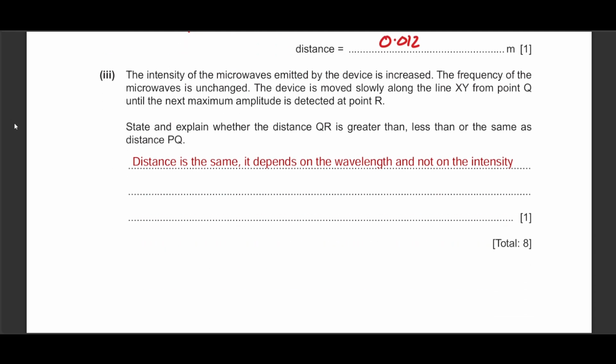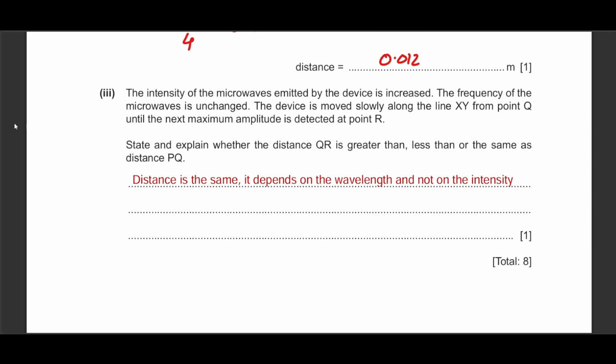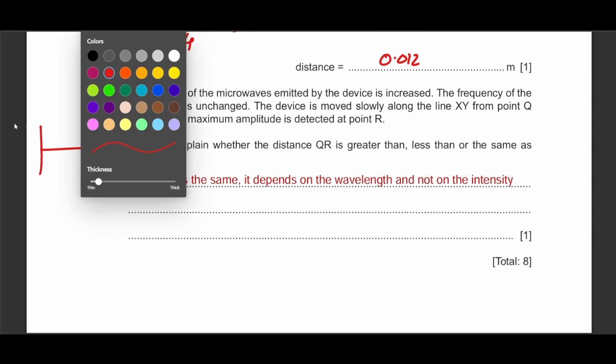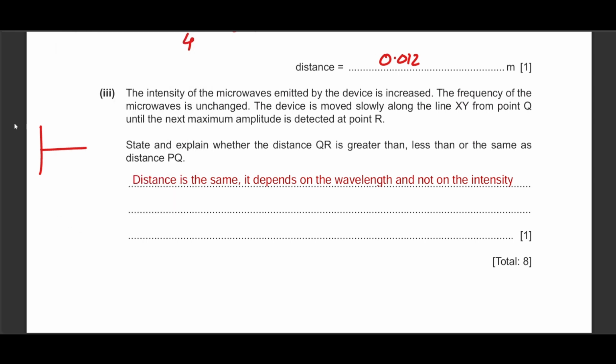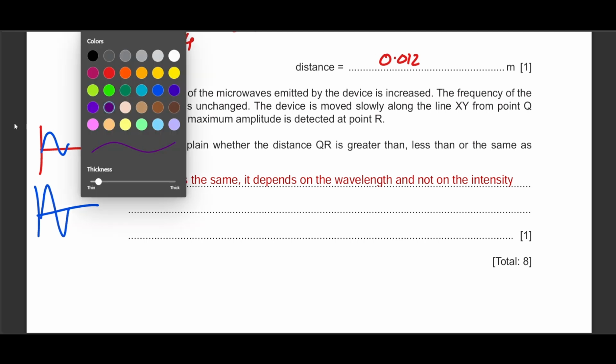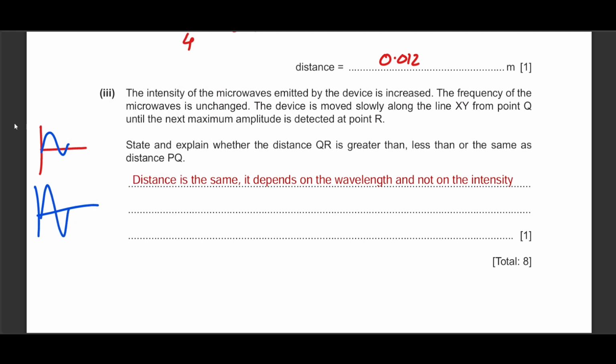The intensity of the microwave emitted by the device is increased. Now, the intensity is generally the power per meter square. This has a low intensity. This has a high intensity. So it's just the amplitude that changes. It will either get more bright if you could see it, or it's going to get less bright if it's less intensity. So over here, we're not changing the frequency. We're not changing the speed. We're not changing anything else.